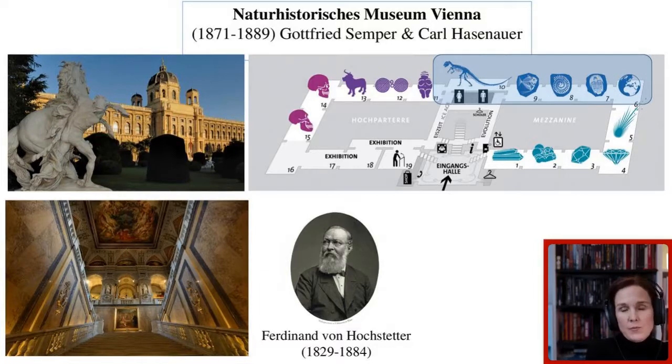When the museum was built, paleontology was, of course, a very young discipline. But Ferdinand von Hochstetter, who was a geologist and paleontologist himself, gave this new subject a very prominent place in the museum. He dedicated 5 entire halls, and among them, the biggest one of all in the museum, hall number 10, to this new topic.